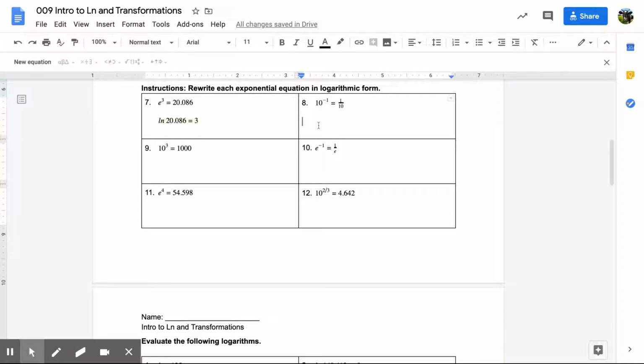Let's say I go to number 8 now. Well, number 8, I notice that my number right here is 10. Well, if I'm dealing with the number 10, that's not a natural log, that's just a regular log.